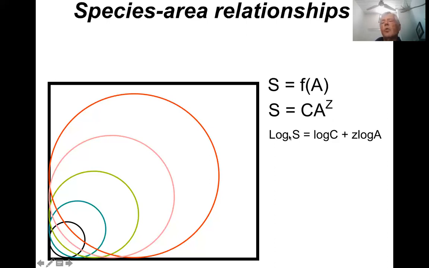And what people that have worked on species area relationships have done to simplify this is they have simply log transformed this. So if we log transform this simple exponential function, that translates into the log of the species number equals the log of this constant, whatever it is, plus the exponent times the log of area. So this gives us a straight line. That's why it's so useful to make the log transformation.